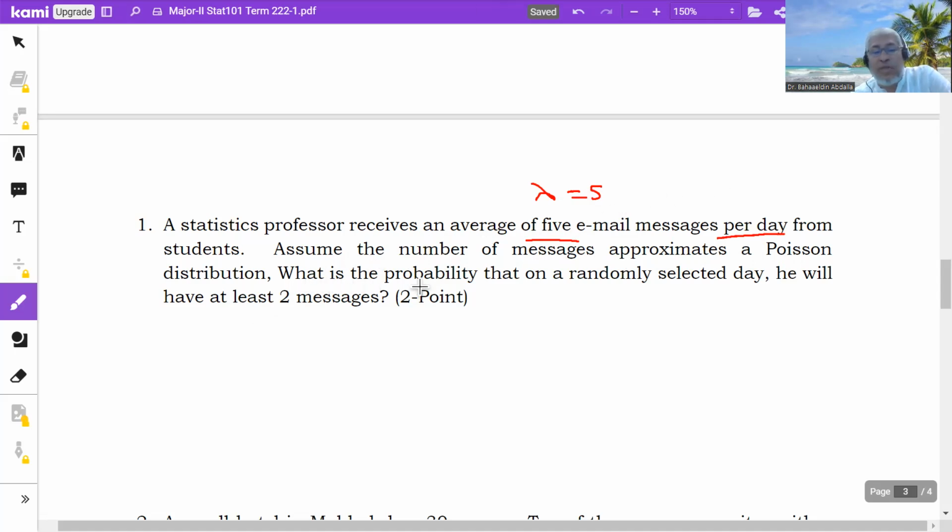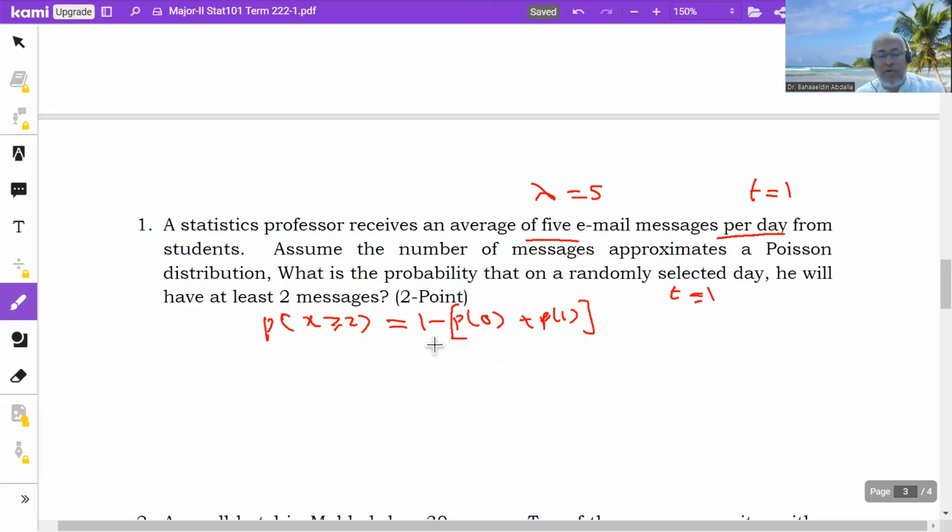So what is the probability that on a randomly selected day, so per day, so T here, the number of segments is 1, okay? He will have at least 2 messages. So what is the probability? At least 2 means greater than or equal to 2, 2 or 3 or 4. And this means 1 minus probability of x less than 2. So 1 minus probability of 0 plus probability of 1. So you find probability of 0 plus probability of 1 and subtract from 1.